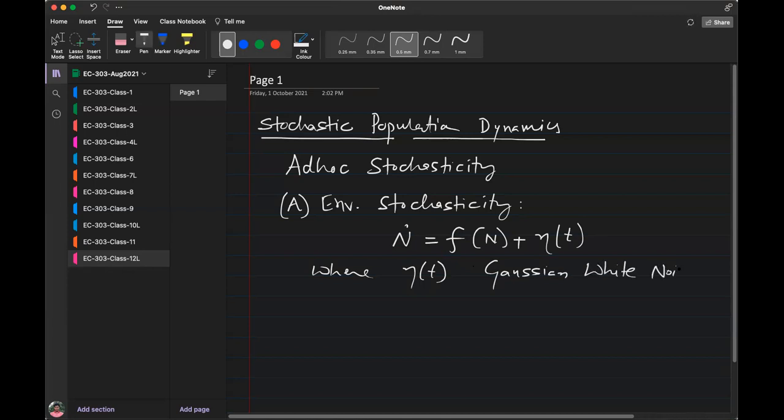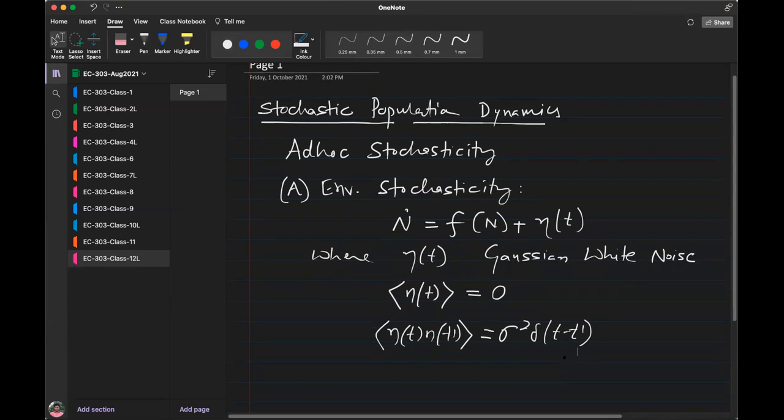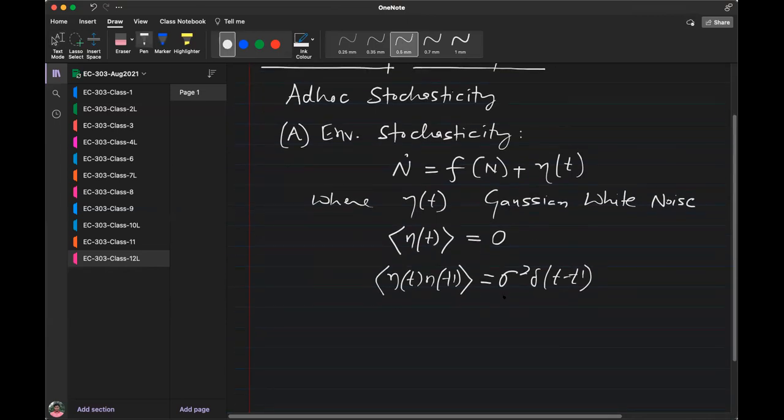What do we mean by that? We mean that eta t, the distribution is Gaussian, and the mean is 0, and it has no correlations. If I take any two arbitrary time points, they are uncorrelated. Okay, and the strength of the noise is sigma, which is basically the standard deviation, and sigma square will be variance.